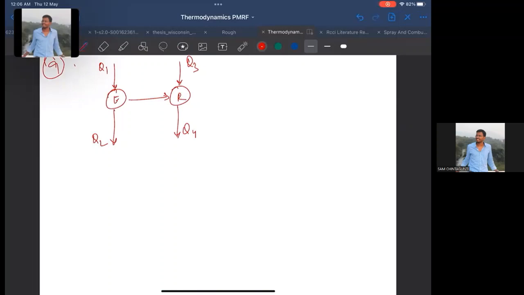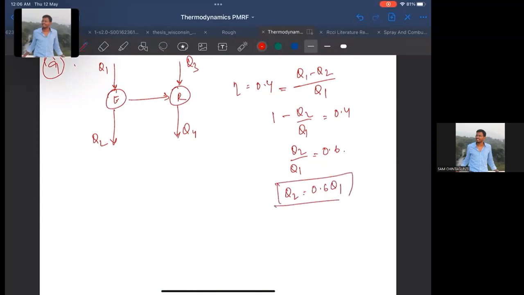Okay. So in the first question, it is given that efficiency is equal to 0.4, and we know that efficiency is equal to Q1 minus Q2 by Q1, right? 1 minus Q2 by Q1 is equal to 0.4. So Q2 by Q1 is equal to 0.6 and Q2 is equal to 0.6 Q1. So this is your first one. You have changed Q2 in terms of Q1. So similarly, you have to change Q3 and Q4 also.